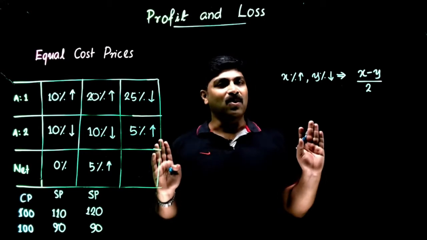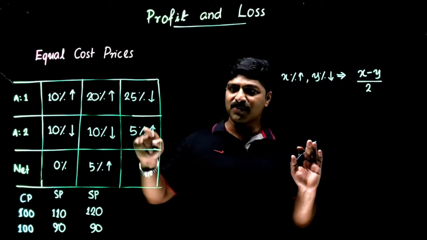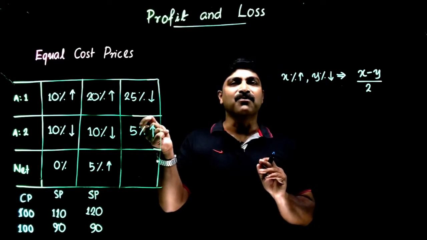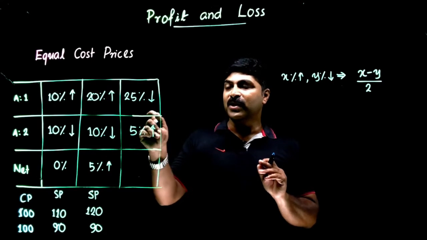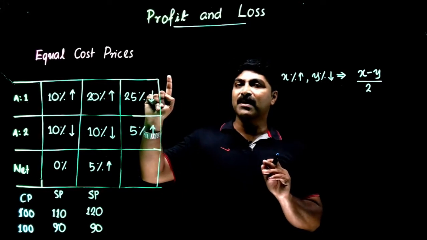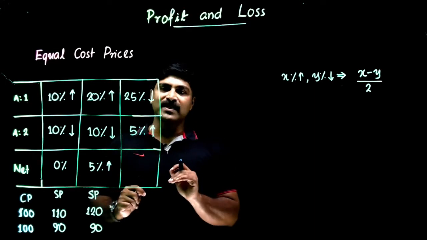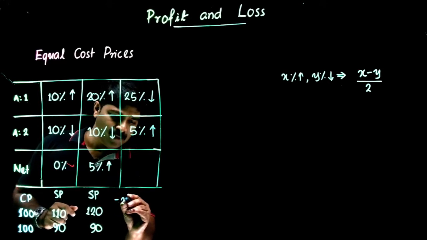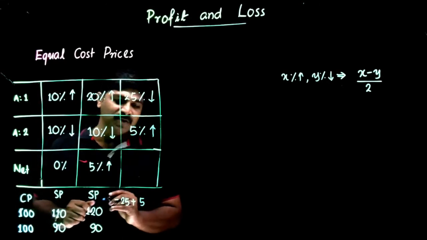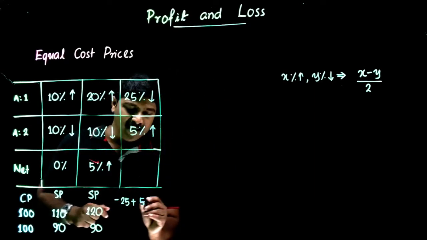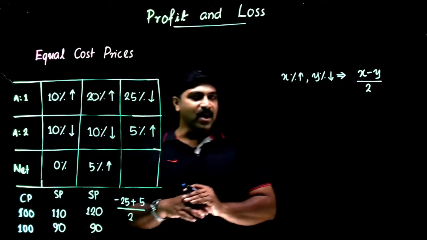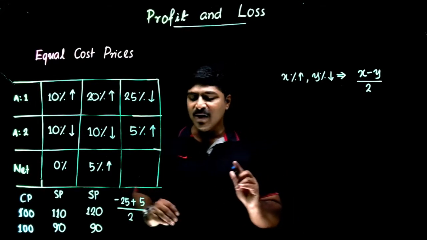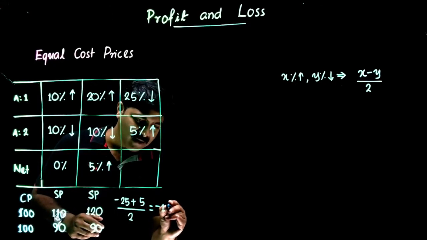So that is loss. In a similar way, suppose we consider this example, 25% loss and 5% profit. How can we conclude here? 25% loss and 5% profit. Loss you have to express with a negative number, therefore that is negative 25. Profit you have to enter as a positive quantity, therefore plus 5 divided by 2. What will be the output here? Negative 25 plus 5, that is negative 20, by 2 is equal to negative 10.